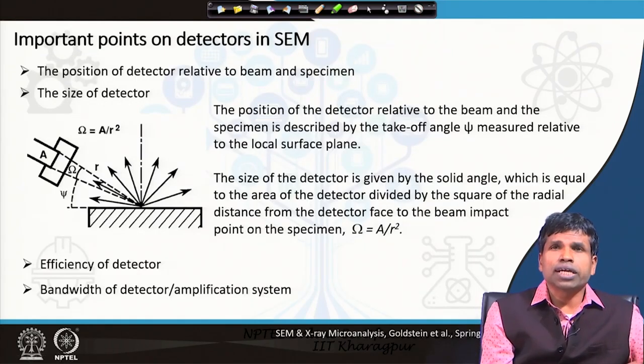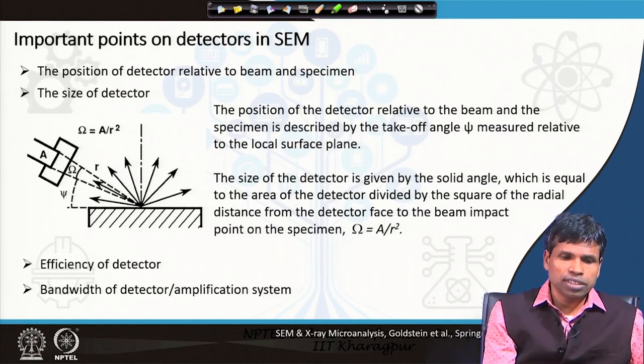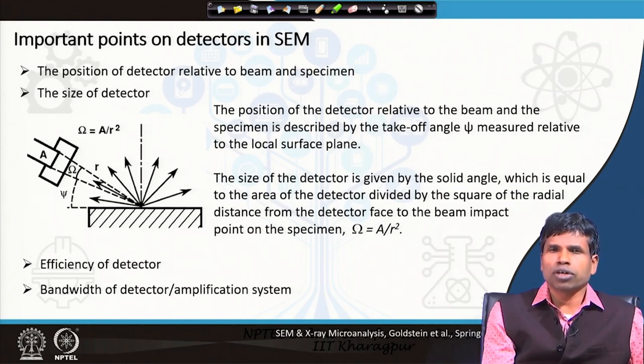So, coming to the detectors, we should have detectors that would detect secondary electrons and backscattered electrons. There are four important factors that have to be taken into consideration while considering the detector. First is the position of the detector relative to the beam and specimen. We have seen the trajectories of secondary and backscattered electrons are different. Secondary electrons emerge with a low takeoff angle, whereas backscattered electrons emerge with a higher takeoff angle towards the electron beam. Therefore, their trajectories are different.